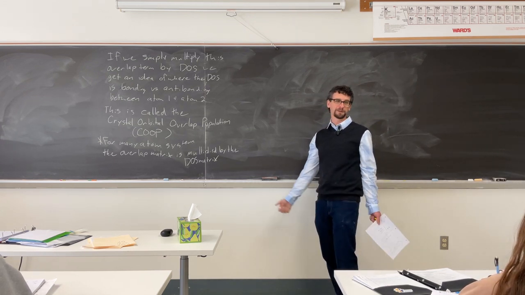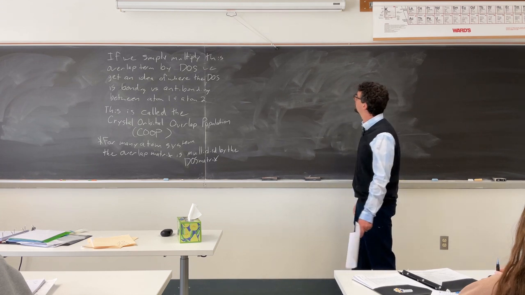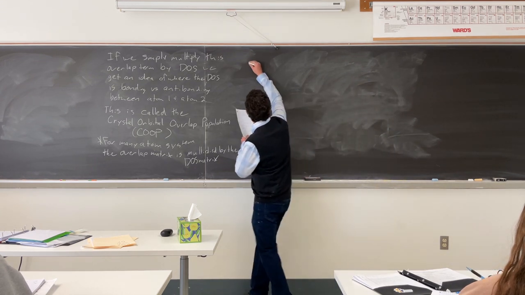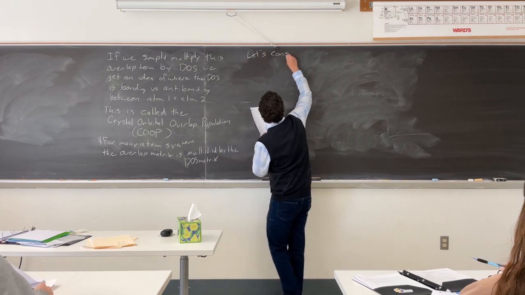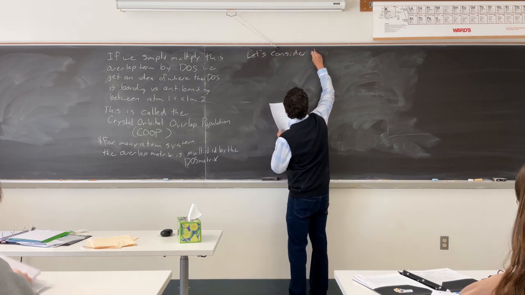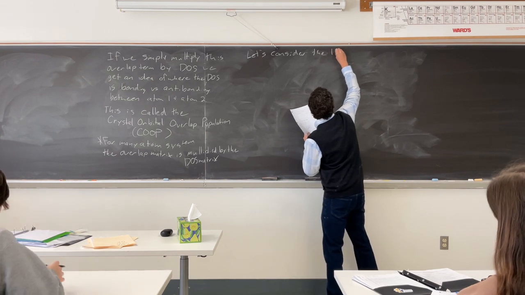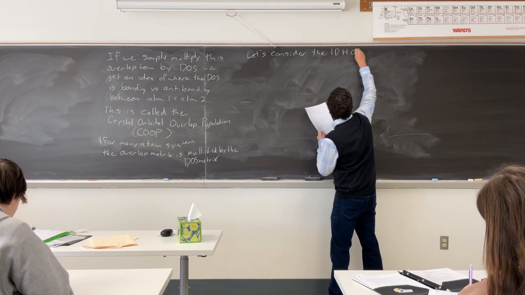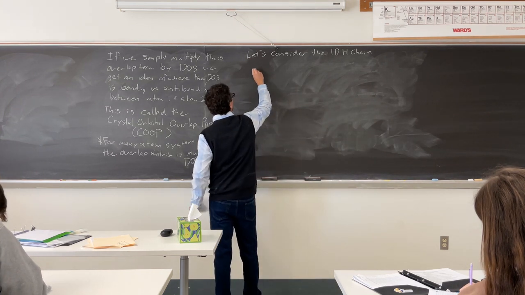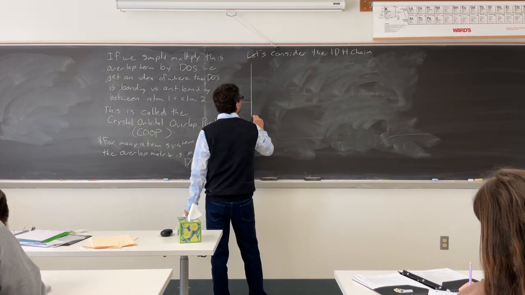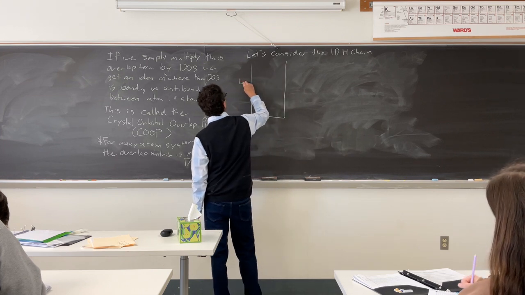What simple system do you think we're going to go to? Yep, we're going to drop back to the H chain. Let's consider a one D H chain, infinitely long. Yet again. We're going to plot the band structure.